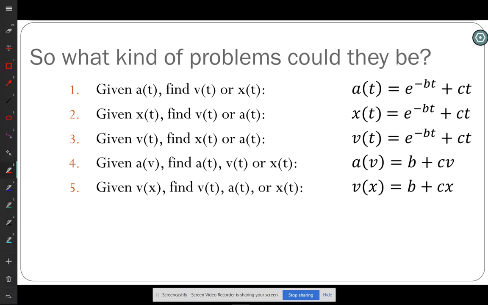Or, and now the last two are where it gets a little more complicated, we could have the acceleration as a function of the velocity and then have to solve that for acceleration, velocity, and position as a function of time. And the last one I put there is have the speed as a function of position and then find speed, acceleration, and position as a function of time. So your problem is going to be one of these variations.